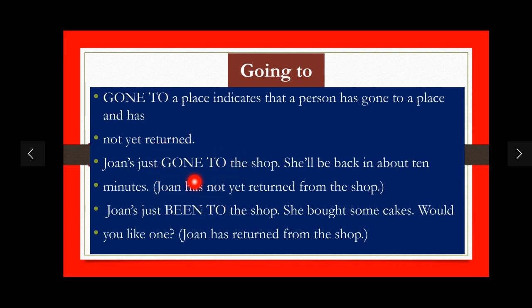Gone to means that a person has gone somewhere and is still there. And been to means a person has gone somewhere and has returned. Now he is no more in that place.